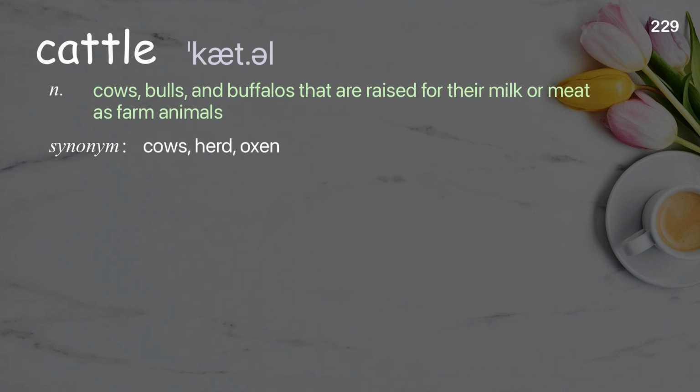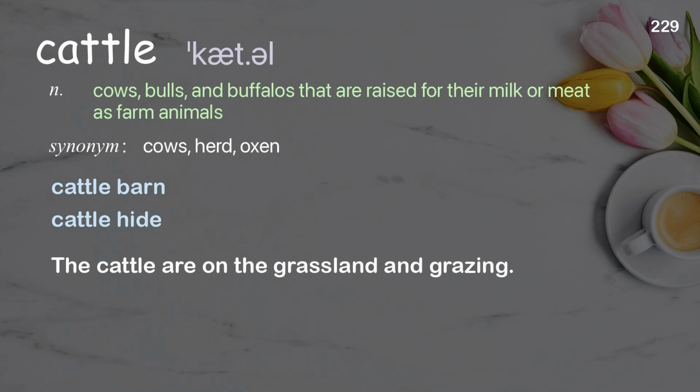Cattle. Cows, bulls, and buffaloes that are raised for their milk or meat as farm animals. Examples: Cattle barn, cattle hide. The cattle are on the grassland and grazing.